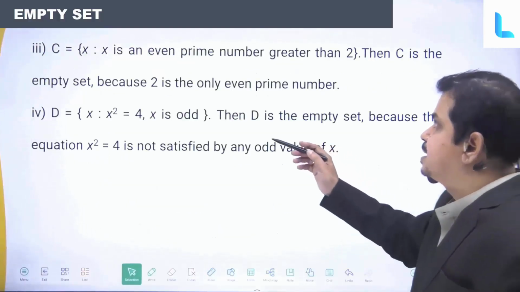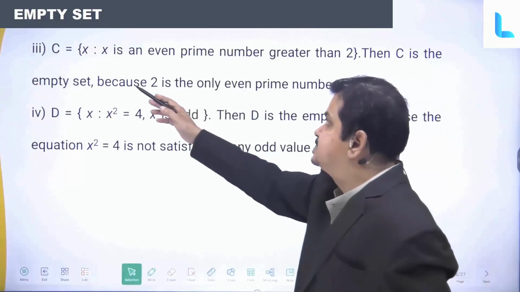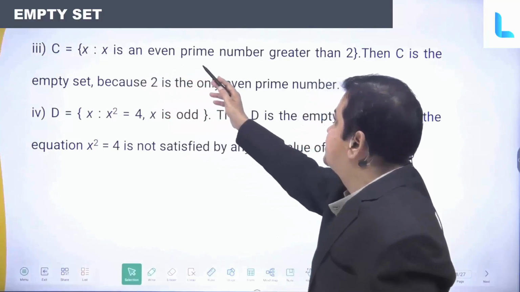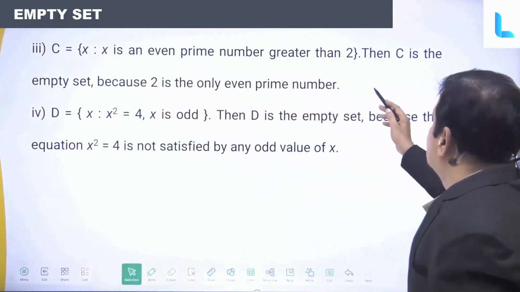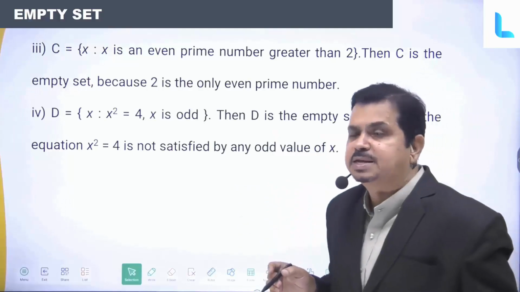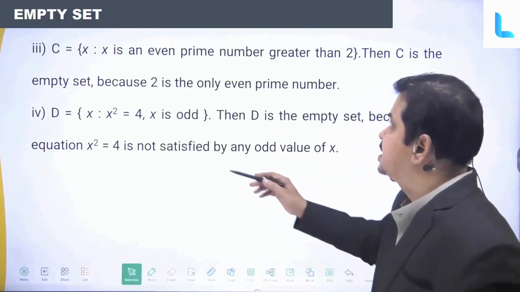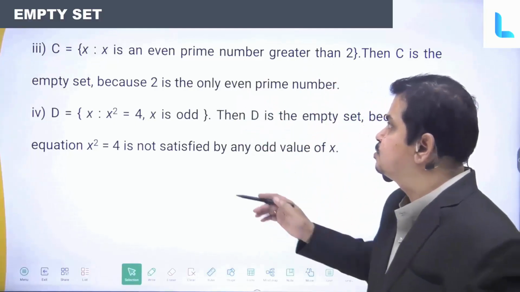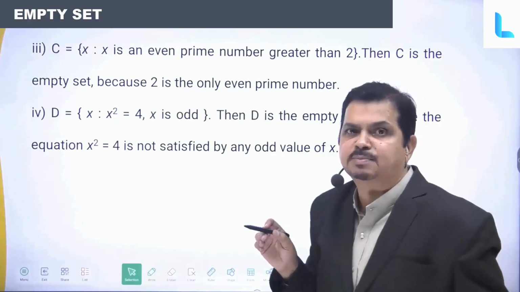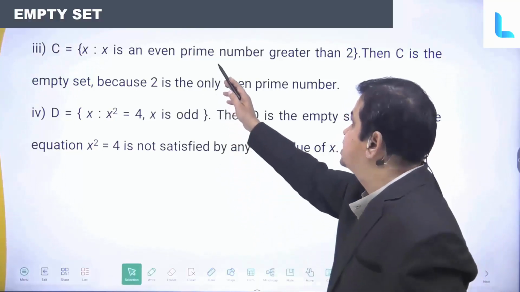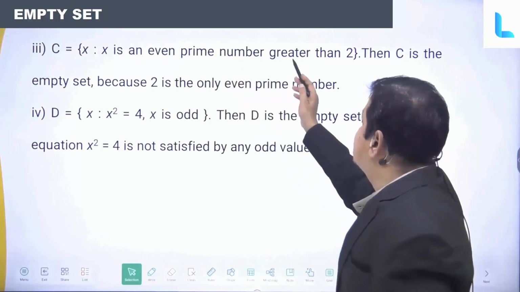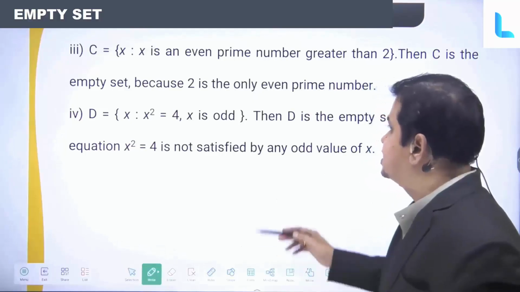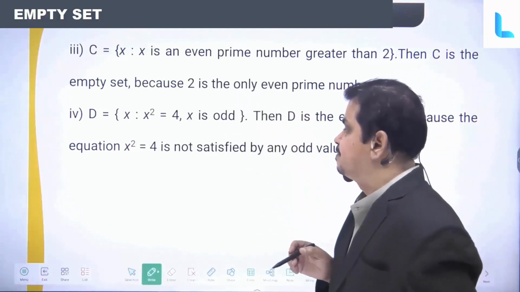Similarly, if you go to the third example, let C be a set containing all x such that x is an even prime number greater than 2. Then C is also an empty set, because we know that 2 is the only even prime number. So it cannot follow the second condition that the even prime number should be greater than 2. In this case, this is also an empty set.